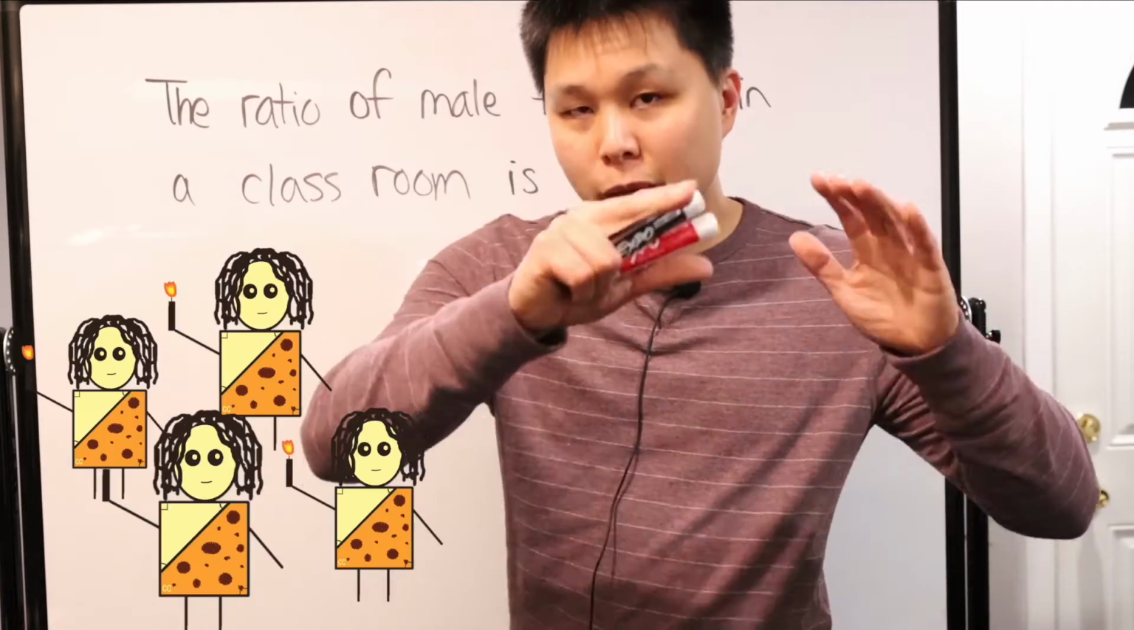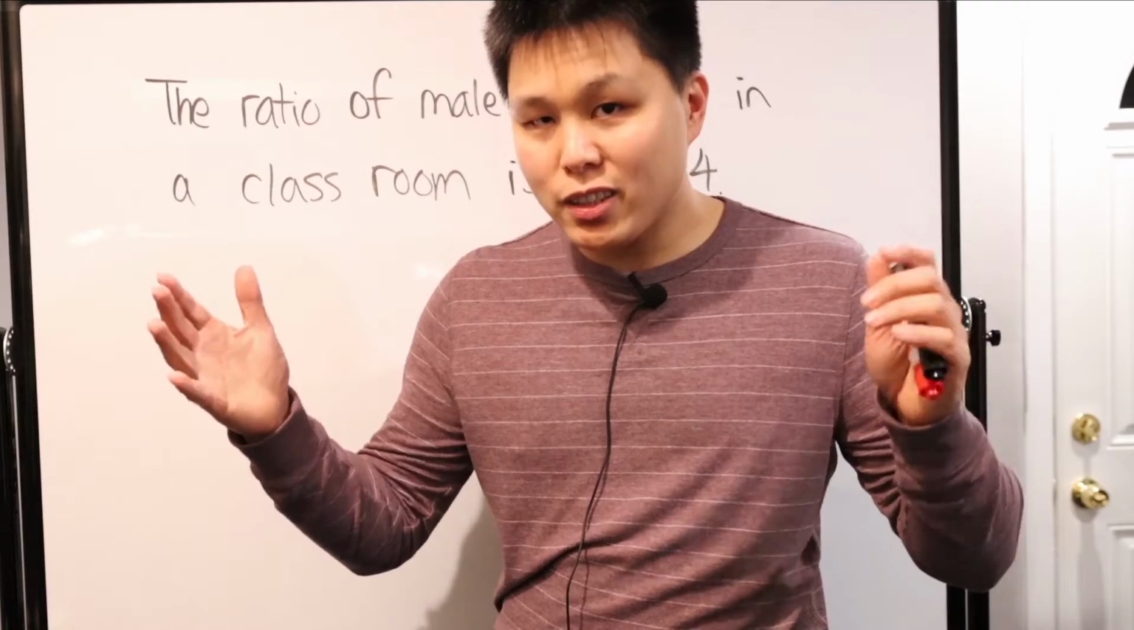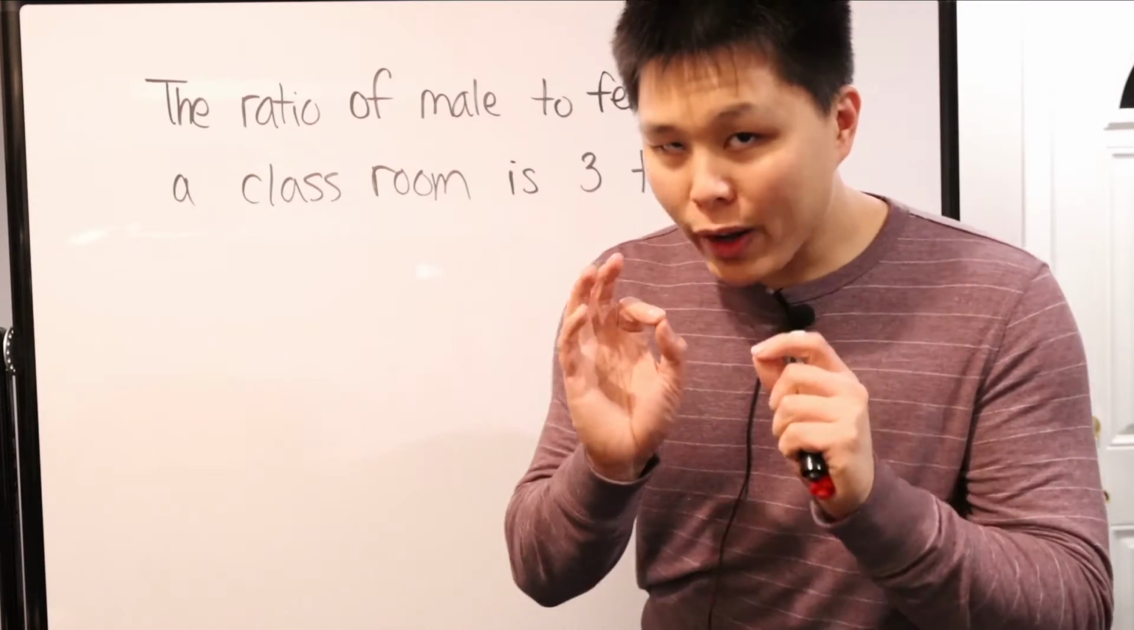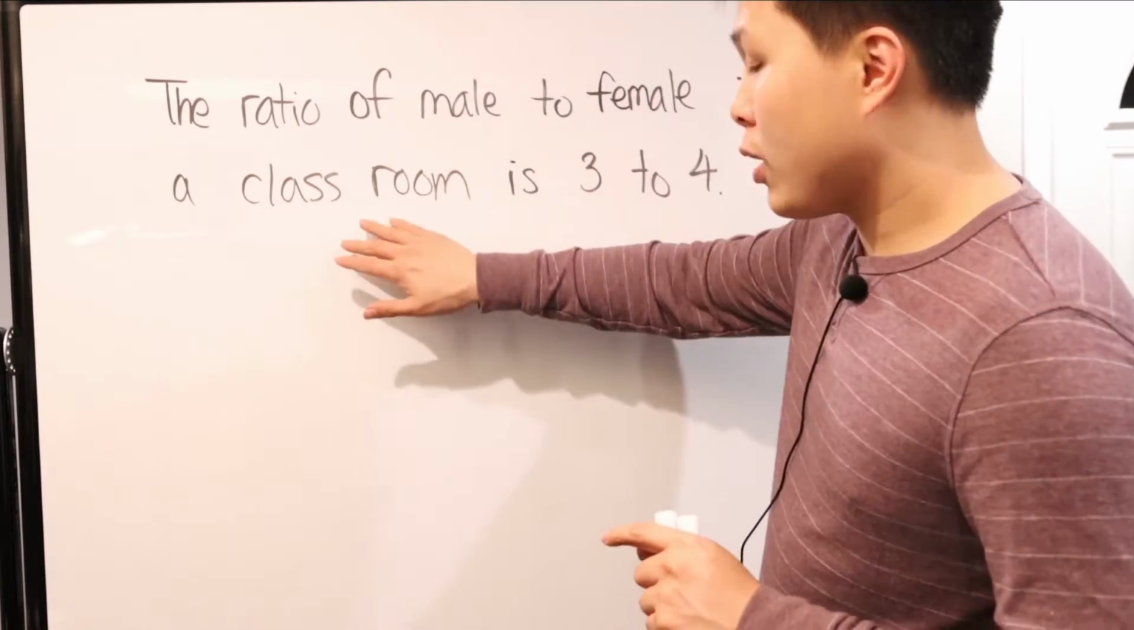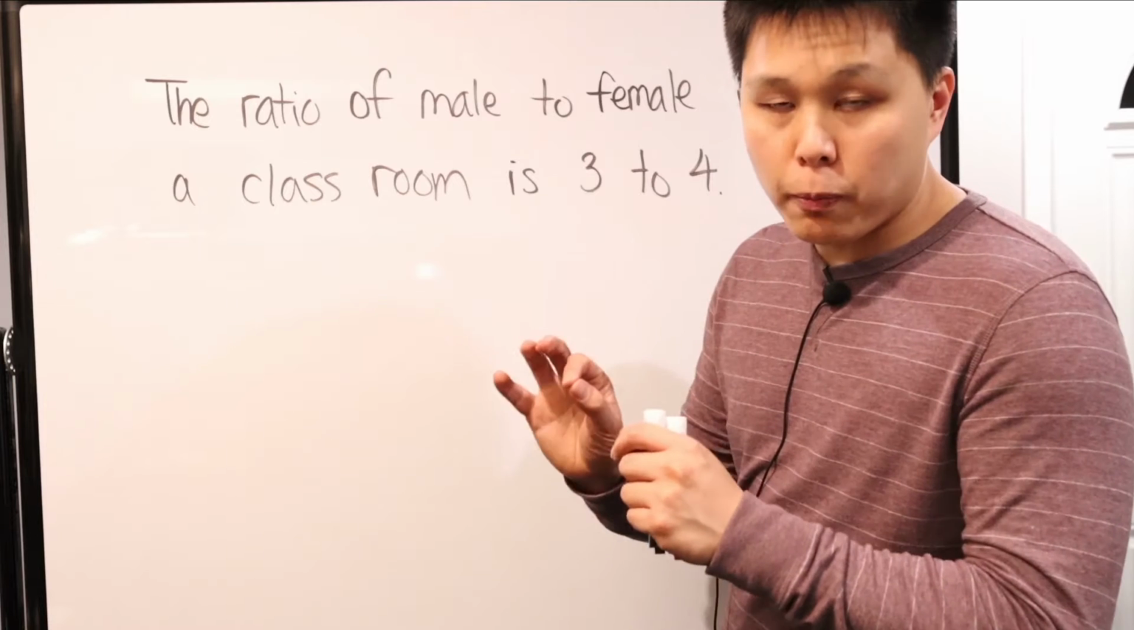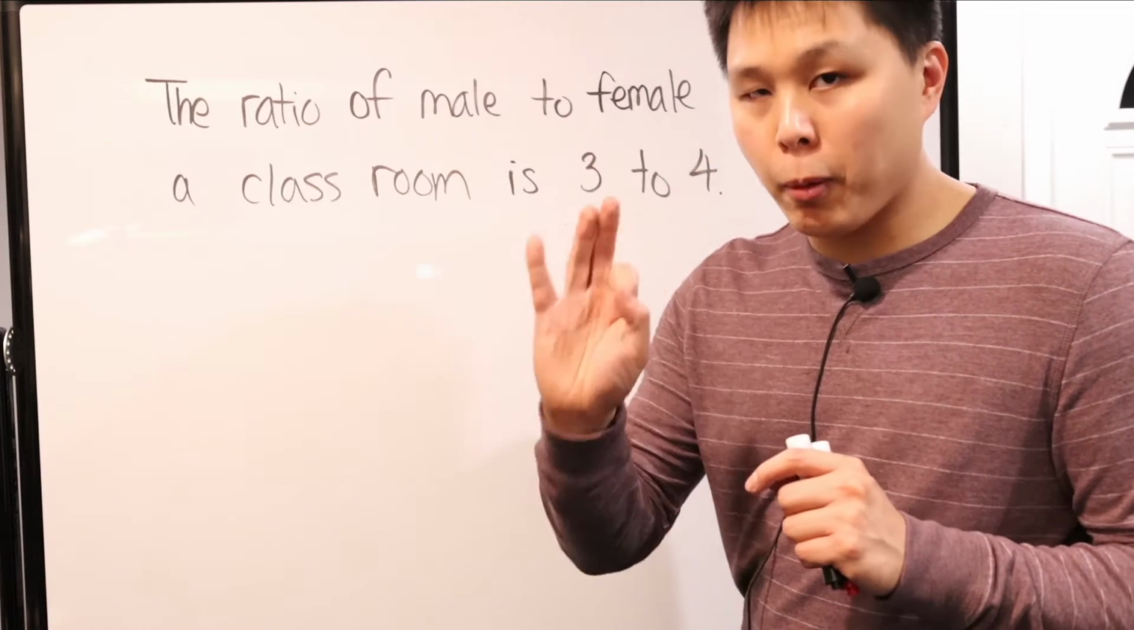Now, we know that cavemen in the past are all extinct. That's a no-brainer. My theory on why they're extinct is because they encountered problems like this. Now, this is a ratio problem. Today we're going to be talking about ratio and proportion.